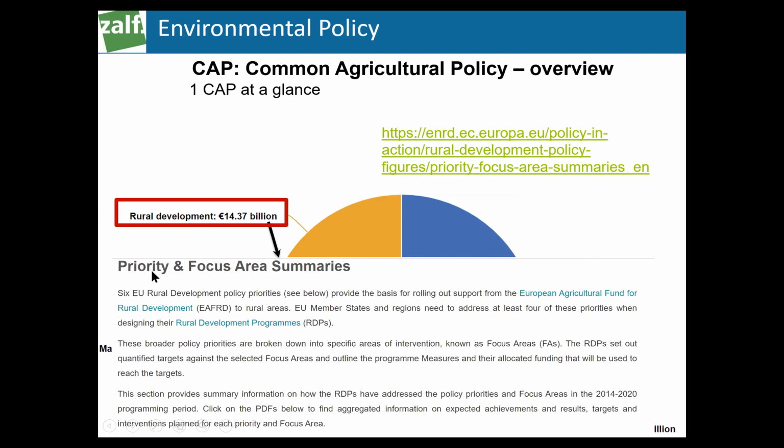The priority focus areas are defined at EU system. That means they define a certain goal. And this goal can then, in the rural development area, be achieved by member states or states' instruments. The flexibility is normally higher in the rural development program.